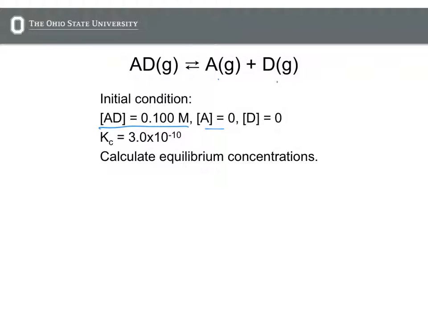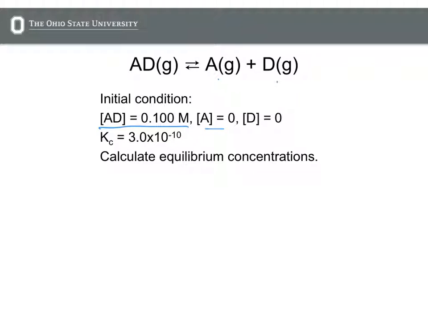Would you calculate Q in this case? No, there's not really a reason to. You know you're not at equilibrium. There's no products. We know which direction this is going to proceed. It's got to proceed towards the product side. There's just none of them there, right? So in order to achieve equilibrium, we have to form some products.